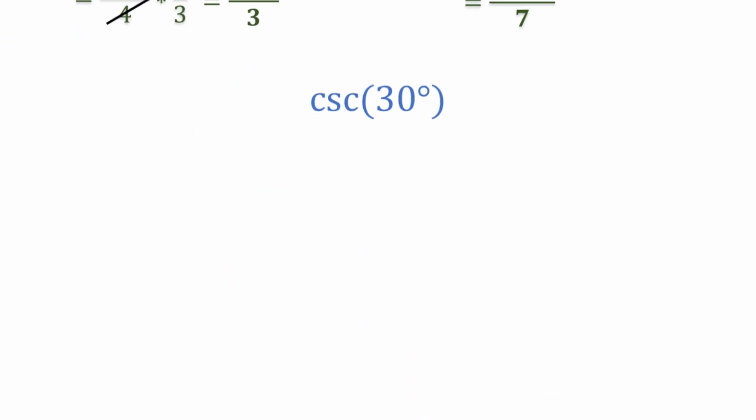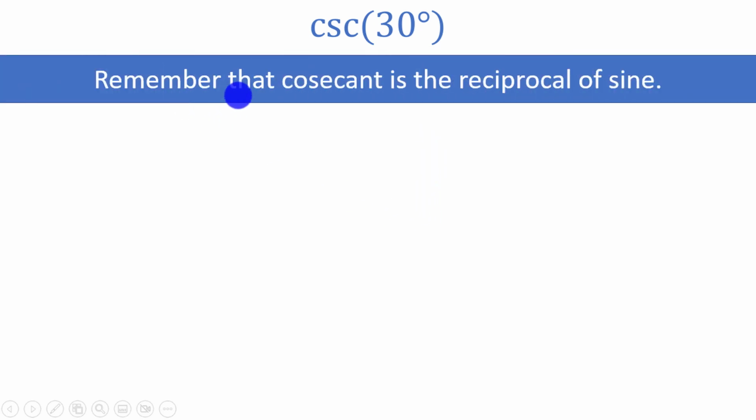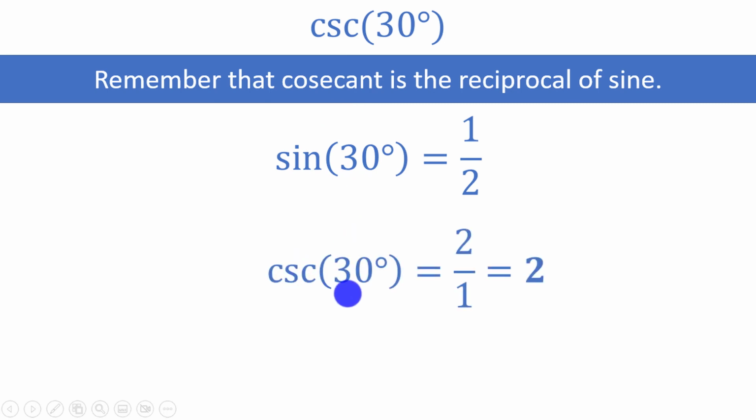Let's take a look at a different type of problem. Let's say that we are asked to evaluate cosecant of 30 degrees. Recall that cosecant is just the reciprocal of sine. Hopefully you know that sine of 30 degrees is 1/2. That's one of the commonly known angles on the unit circle. That means that cosecant must be the reciprocal, so cosecant of 30 degrees is going to be 2/1, which is just 2.